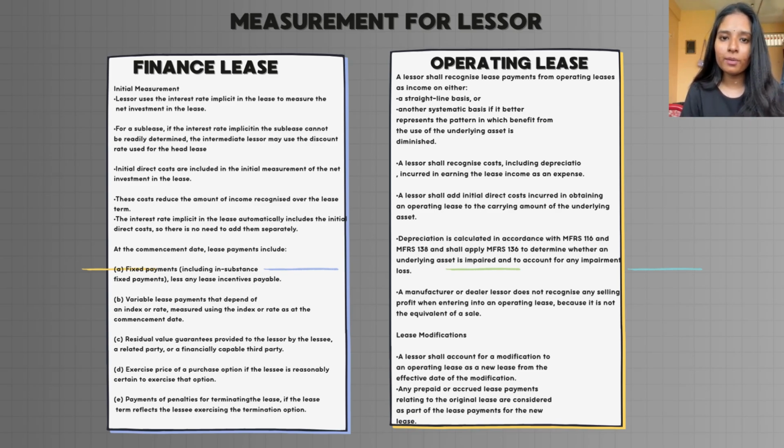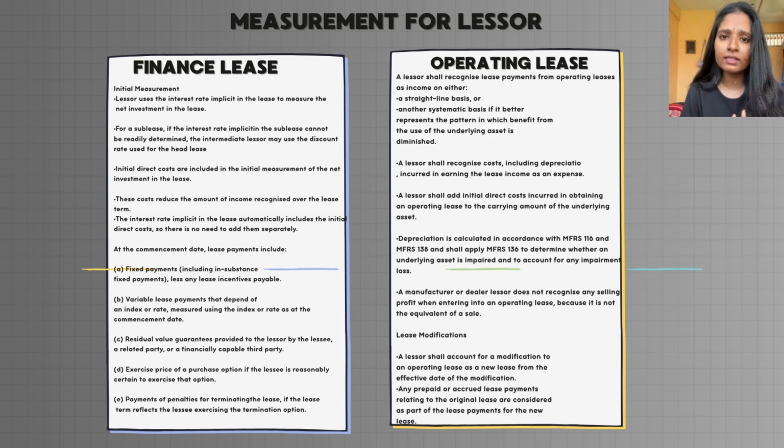Operating lease. Now for the operating lease, here the lessor recognizes the lease payments as income, either on a straight-line basis or any other systematic basis that better reflects how the asset benefits are used up. Costs like depreciation and expenses are recognized as they occur. The lessor also adds any initial direct cost to the carrying amount of the lease asset.